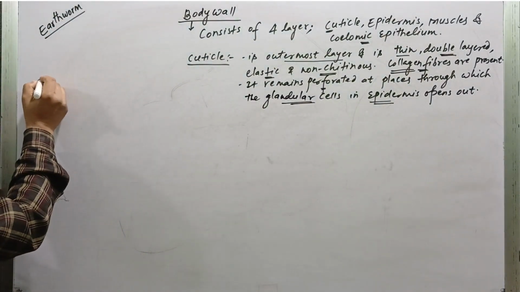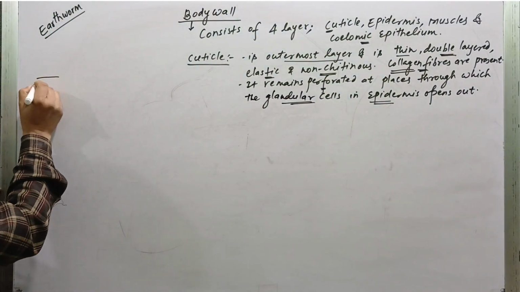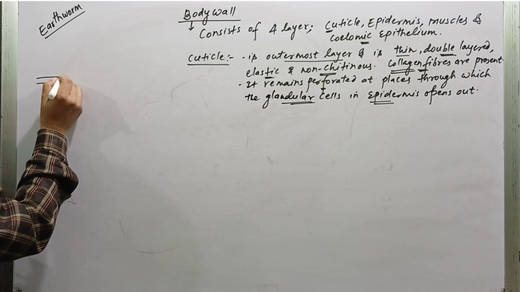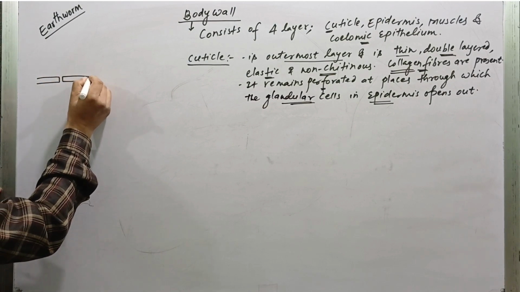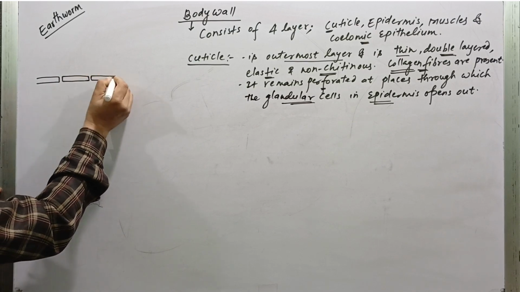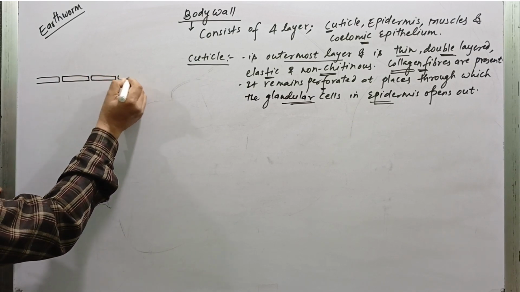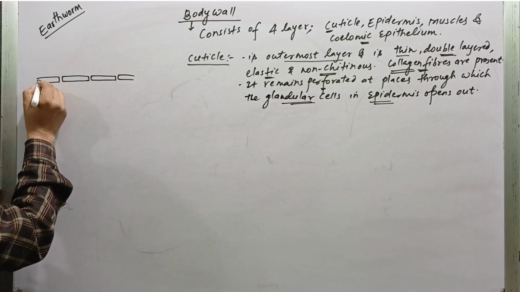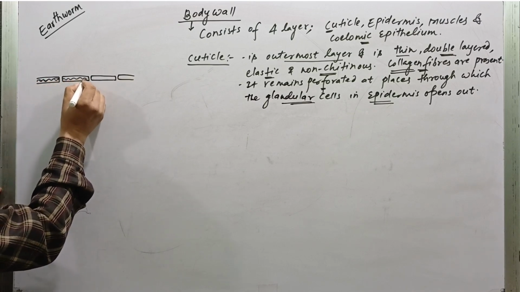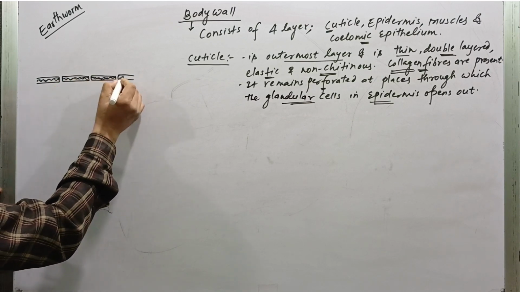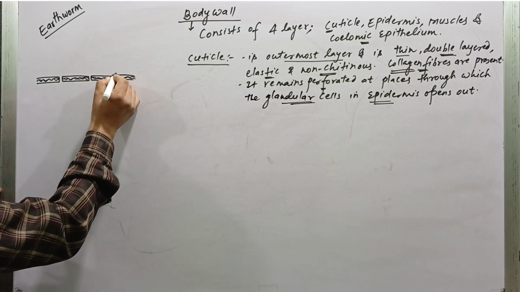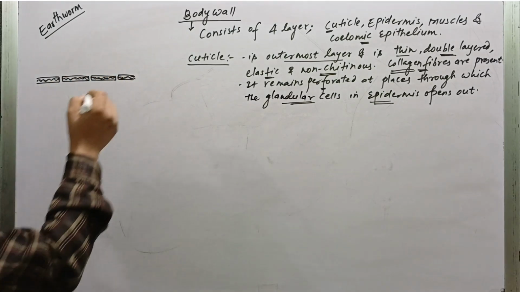So the cuticle is this. These are the collagen fibers. These are the openings. So this is cuticle.